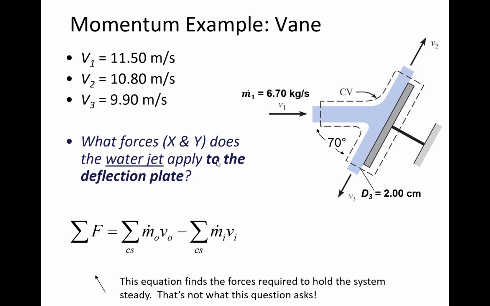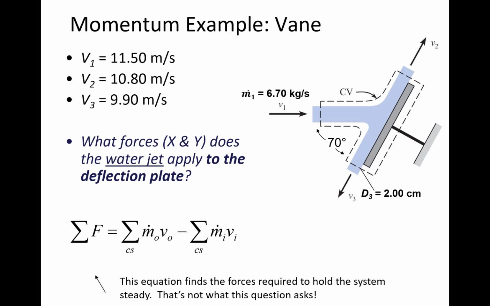The momentum equation is asking you what force is required to hold the system steady. But this is another one of these problems where it's actually asking the equal and opposite of that. And so the way they phrase this one is, what is the force of the jet on the plate?